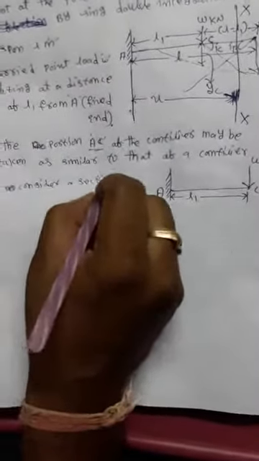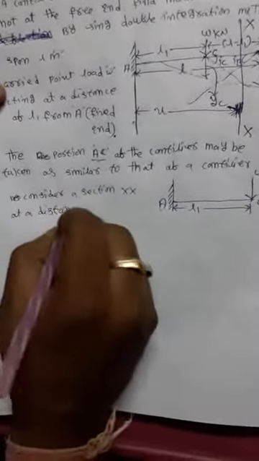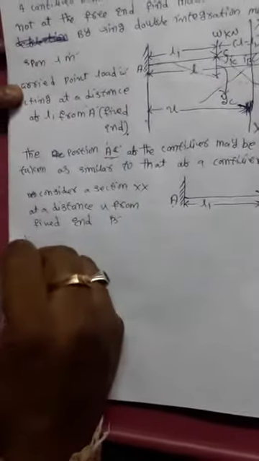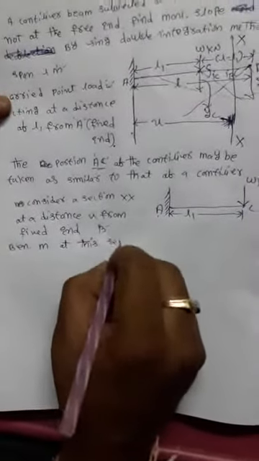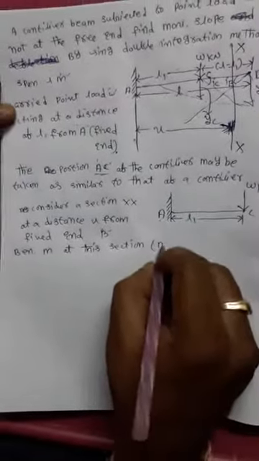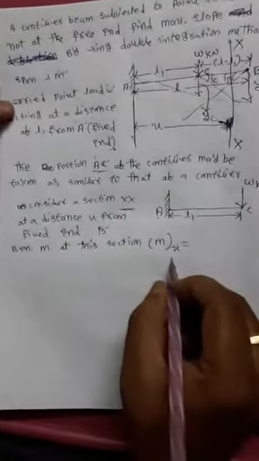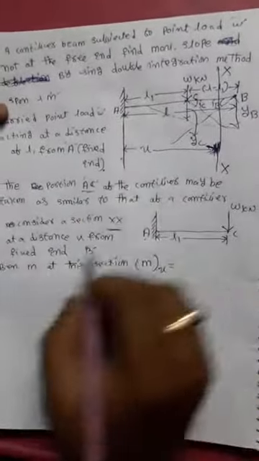For this beam, you can find the moment. Consider a section x dash x at a distance x from the fixed end, that is B. So the bending moment at this section, denoted by the letter M at x dash x, from A to x dash x, with the fixed end at A.